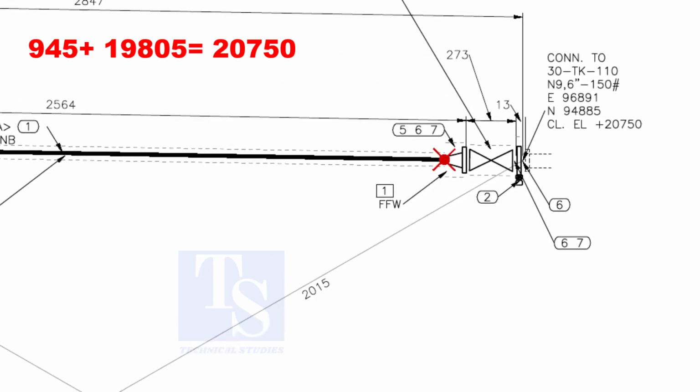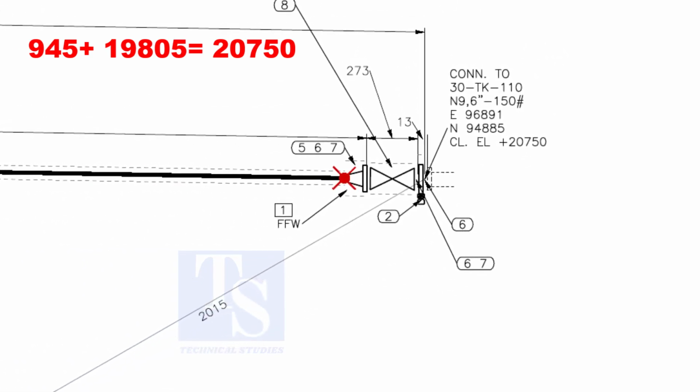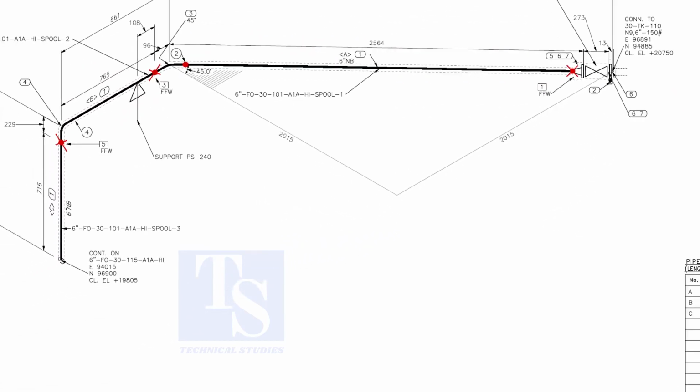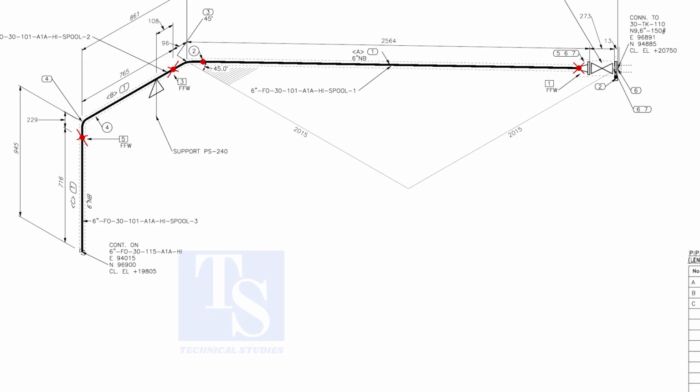Go to the other end of the pipe and check the elevation. The calculated elevation and this elevation are the same. What is your conclusion? The elevation of this part of the pipe and this part of the pipe are the same. Means, the rolling is in the horizontal plane.